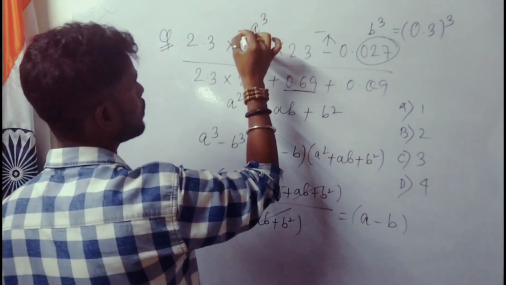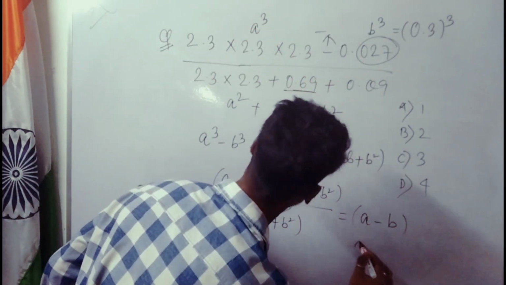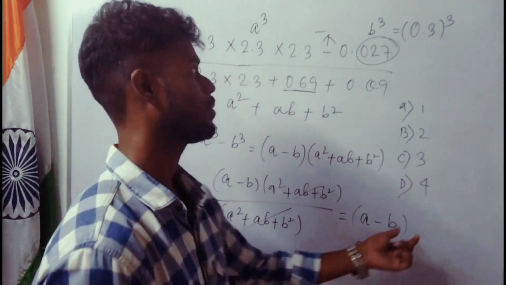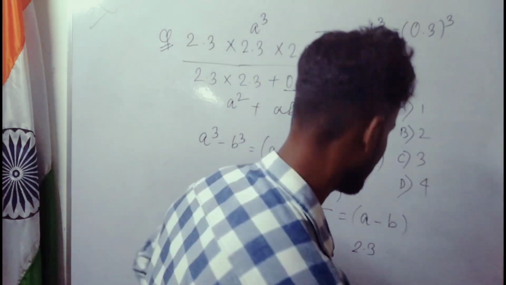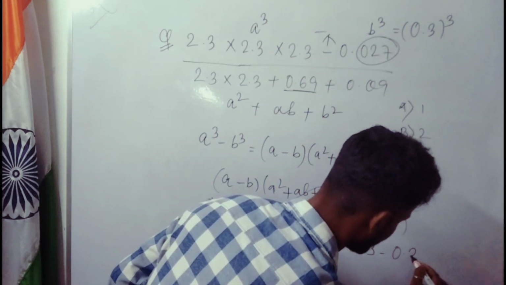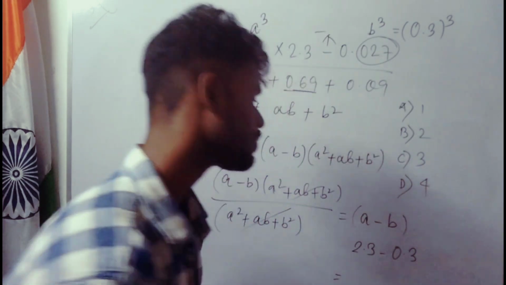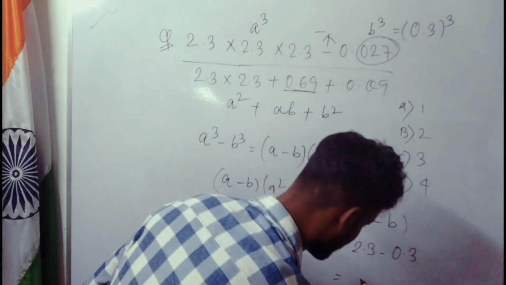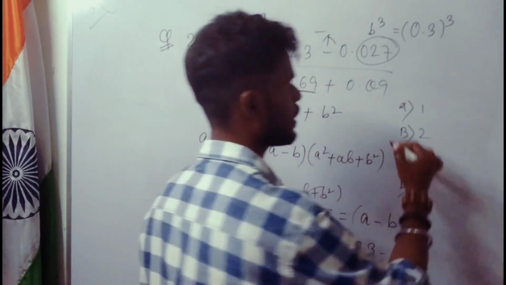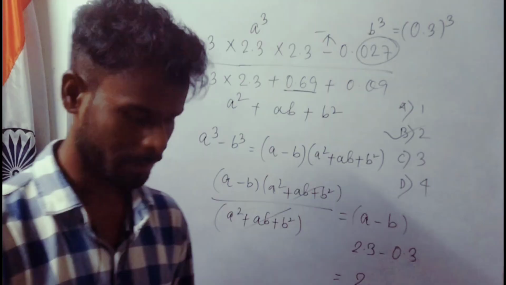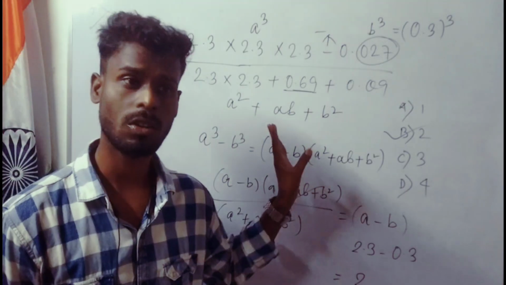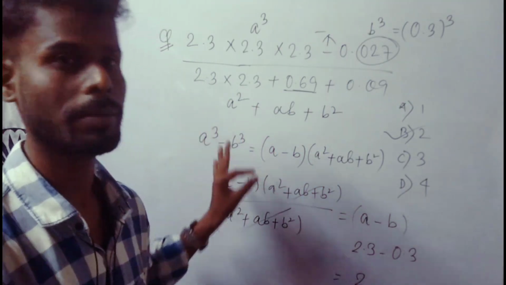And what is the value of a? It's 2.3. And what is the value of b? It's minus 0.3. Now what will be the answer? It becomes 2. So the correct answer is 2. In this way you can solve it in a very quick manner.